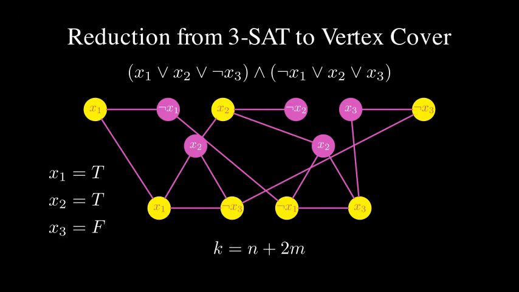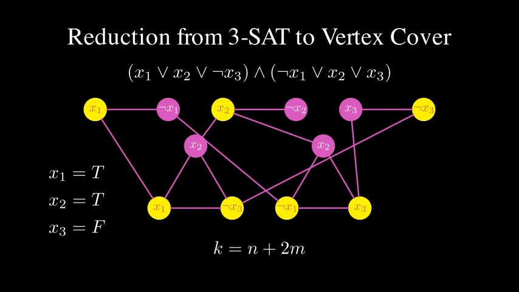For the other direction, suppose that there exists a vertex cover of size at most k. We need a minimum of 1 node in each variable pair to cover its edge, and a minimum of 2 nodes in each clause triangle to cover the triangle's edges. Therefore, the size of the vertex cover must be exactly k, where it has exactly 1 vertex from each variable pair, and exactly 2 vertices from each clause triangle.